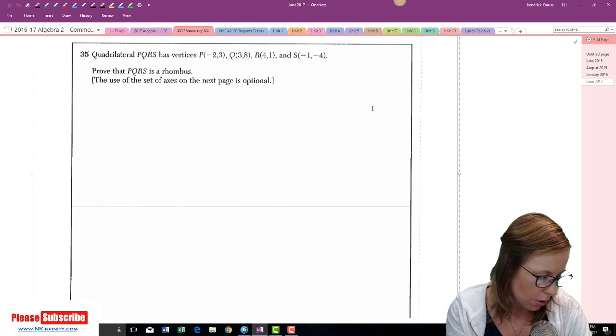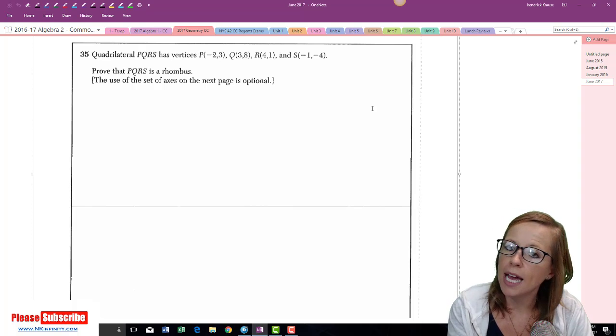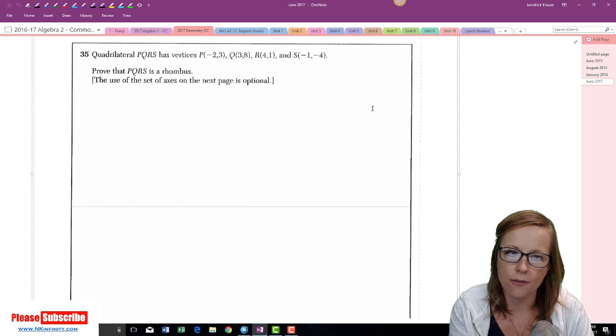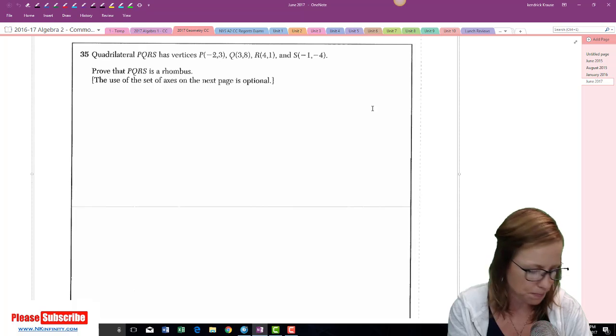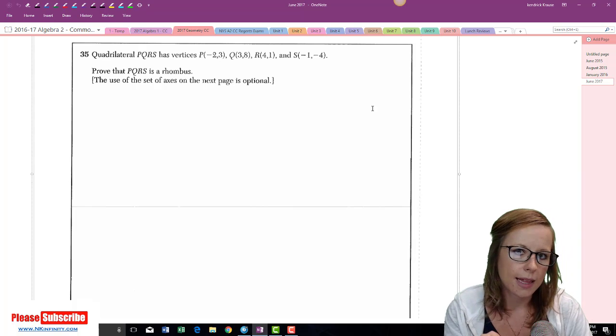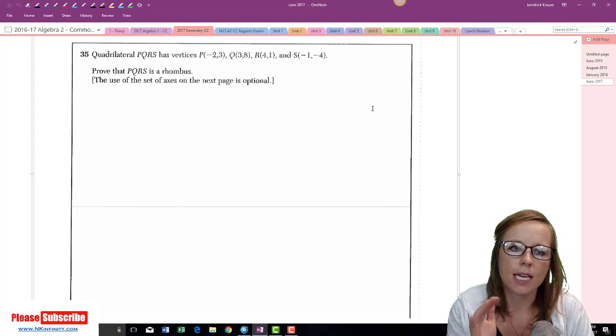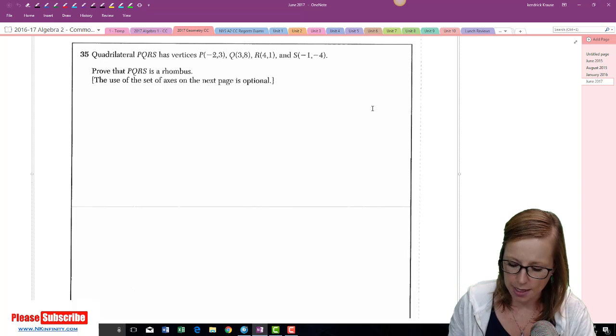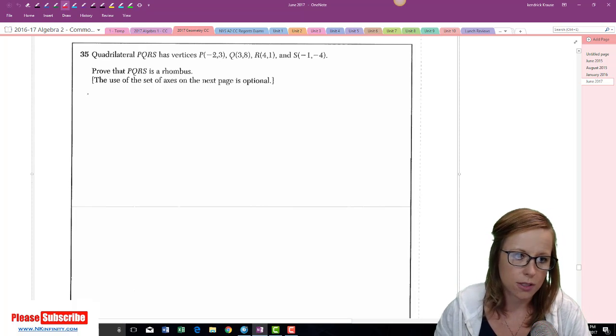You could also figure out that they have congruent diagonals by using the distance formula for PR and QS and saying if a quadrilateral has congruent diagonals, then it is a rhombus, and that's fine. The way I like to work this, and I'm just trying to keep everything very simple and basic, is I like to state the fact first.